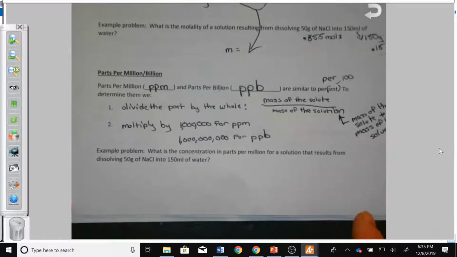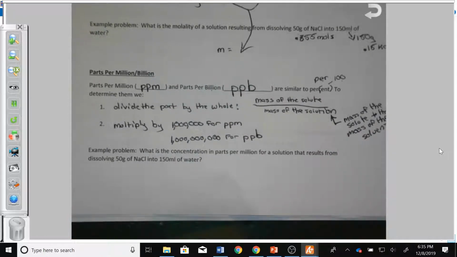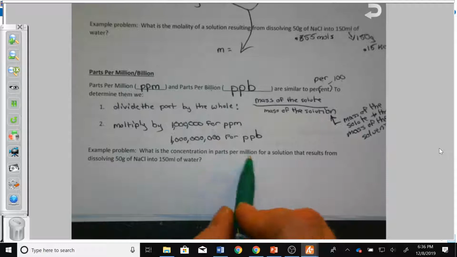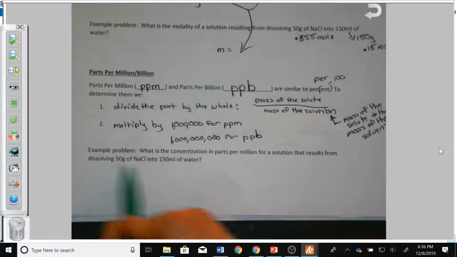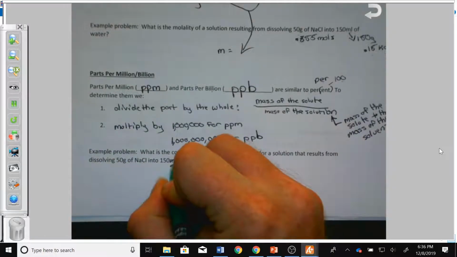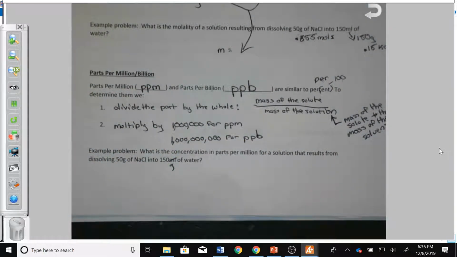So this is going to be a fairly ridiculous answer because I wanted to stick with the same example that we had done previously, and this will be an ungodly amount of parts per million. This isn't a normal application we'd use this particular measure for, but let's go ahead and do it anyway. Concentration in parts per million for a solution that results from 50 grams of sodium chloride in 150 milliliters, or we'll just say 150 grams of water.